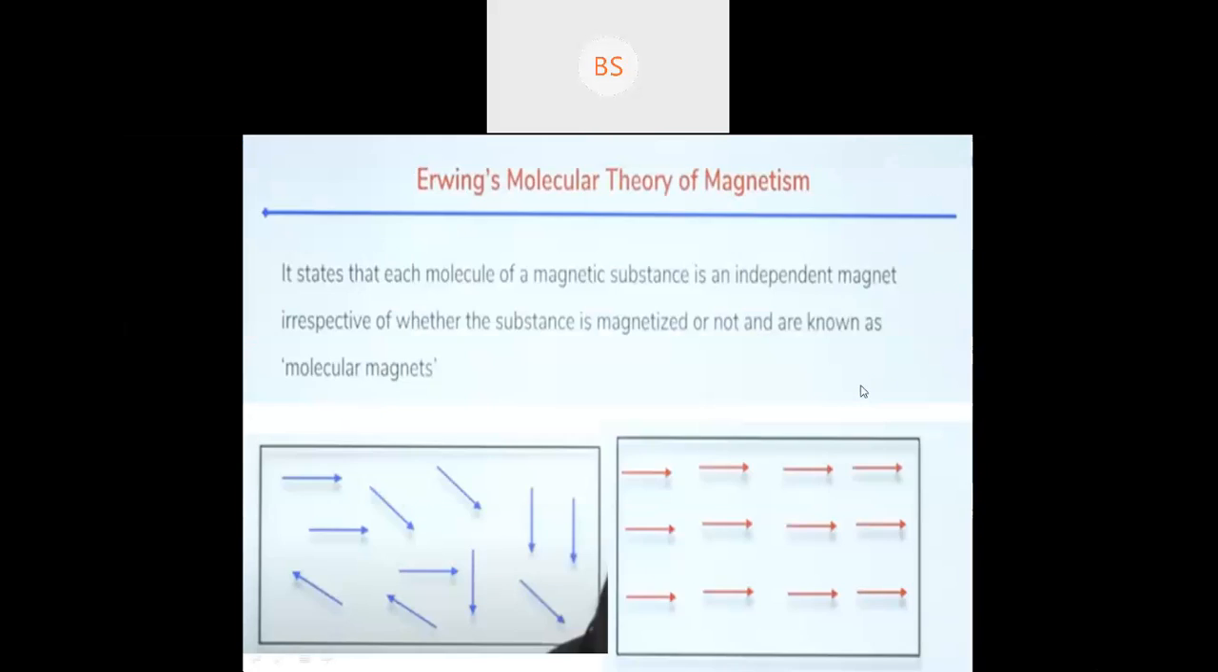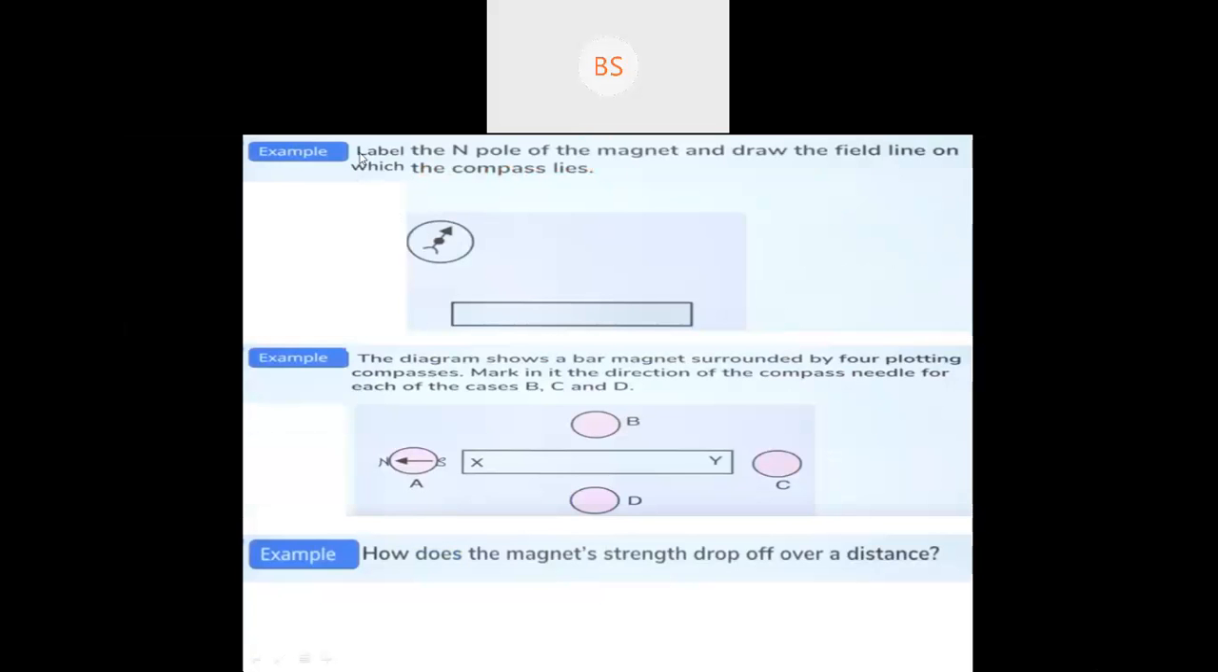So the next question is, you can see here, label the north pole. I think we have done this already. No, label the north pole of the magnet and draw the field lines on which the compass lies. That we have already finished. Next we'll come to the next one.